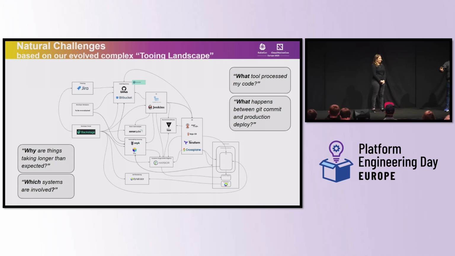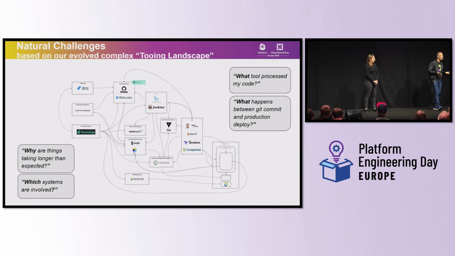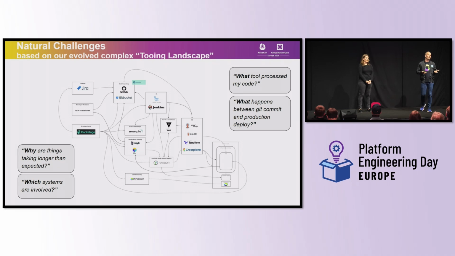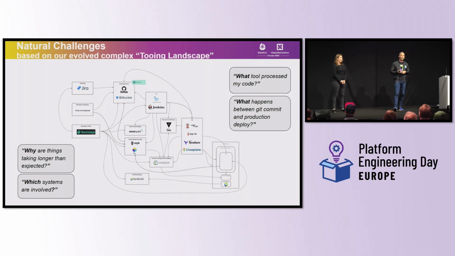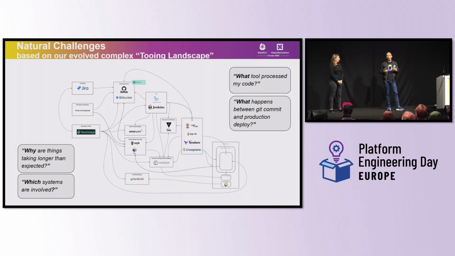I just made a fix to a security issue. Why is it now taking twice as long as it used to be? Which systems are even involved? What tools is actually processing my code, and what happens between Git commit and production deployment, right? These are all questions that if you don't know the answer, it's actually very hard for you to come up with the DORA metrics, because if you don't know what happens from Git commit to production, then you don't know how to monitor this time, and you don't know if something is deployed and doesn't work as expected, also how you are calculating the deployment failure rate.